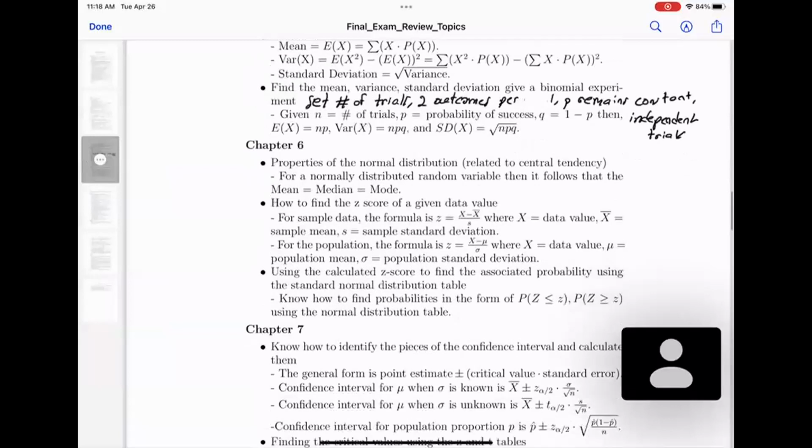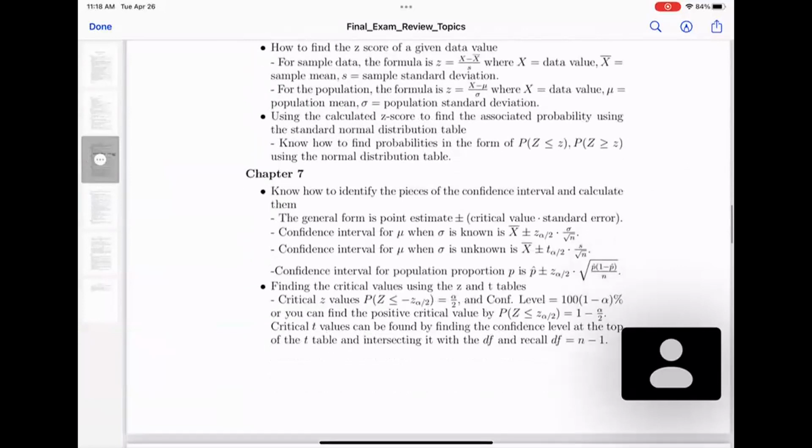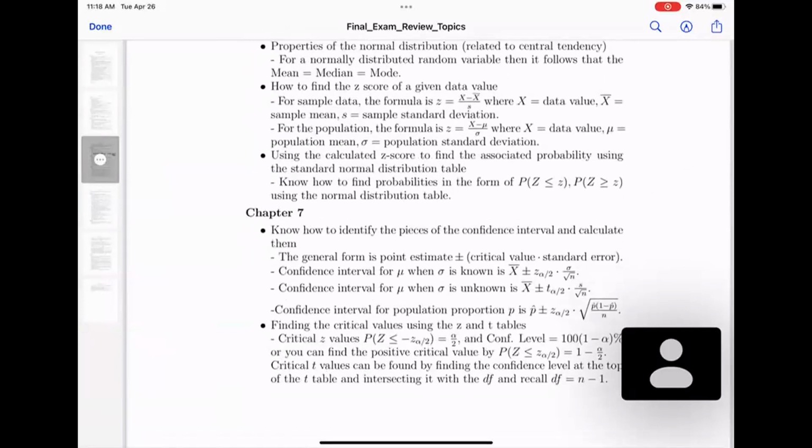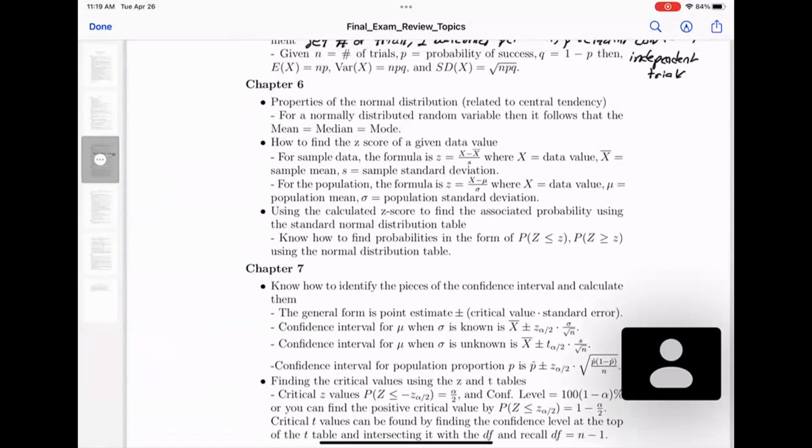Then the next thing we talked about was how to find z-scores. So if you're looking at population data, then you can find it by taking the data value of interest x minus the population mean mu, and then dividing by the population standard deviation sigma. Then if you wanted to do it for a sample, you just replace mu with x bar, the sample mean, and sigma by s, the sample standard deviation. Does everyone remember how to do that somewhat?